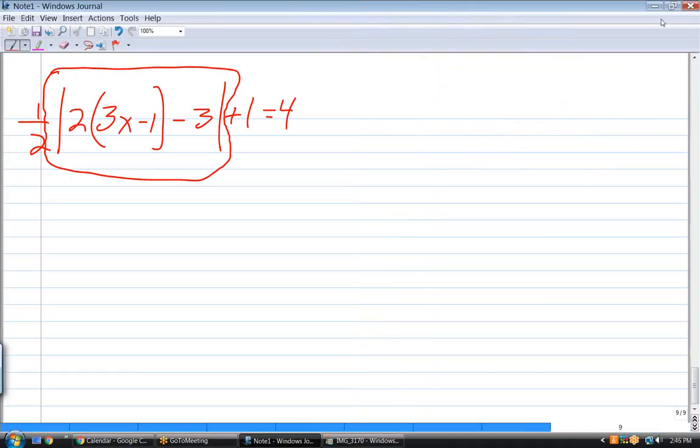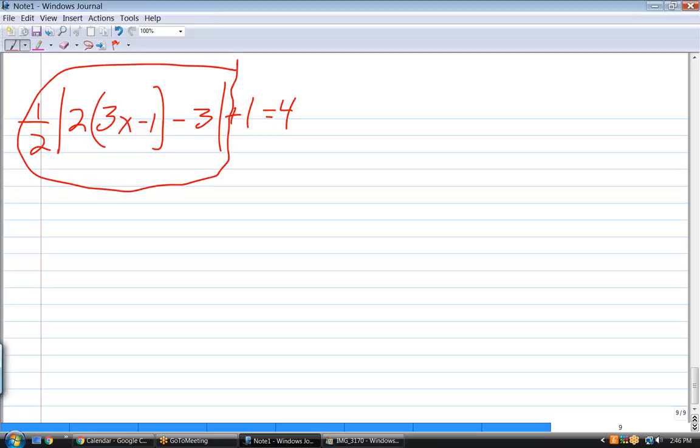Okay. So how do I get rid? What's the first thing I want to get rid of? Which one? The plus 1 or the 1/2? Doesn't matter. Actually, it does. And you'll see why. Let's get rid of the 1 first. Okay? If I tried to get rid of the 1/2, I got to multiply everything by 2. Which means I'd have to multiply that by 2, I'd have to multiply that by 2, and I have to multiply that by 2.